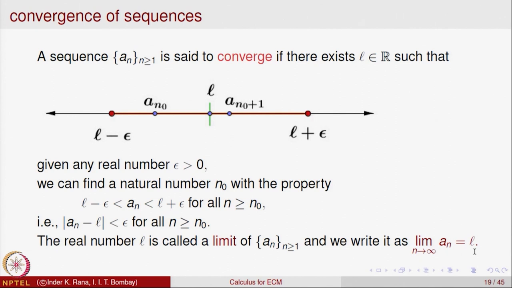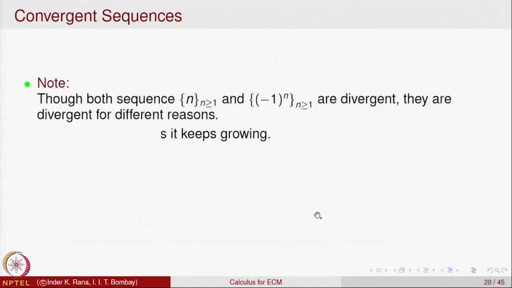So, once again let me say, we say that a sequence a n converges if there is a number l such that for every epsilon bigger than 0, there exists n naught, a natural number such that a n minus l is less than epsilon for n bigger than n naught. Okay? Right. Let us look at some examples to understand this.